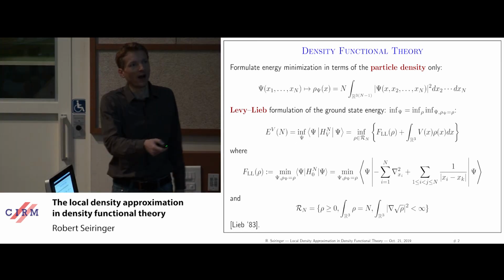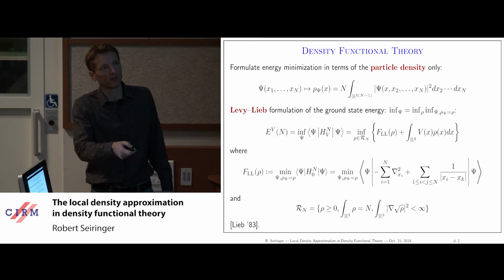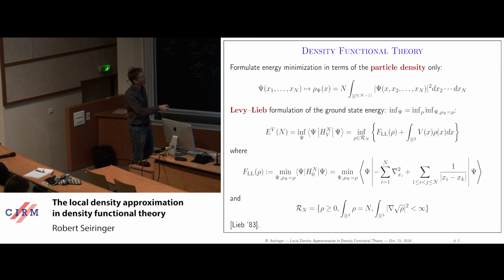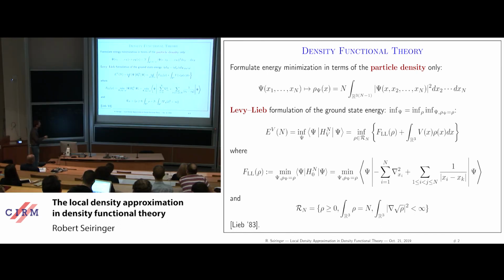It's naturally defined on all densities, say positive functions with integral n, and if you assume that it has finite kinetic energy in this way, then this is a well-defined object. You can convince yourself that for any such density, there's at least one many-body wave function having this density, and therefore this is a well-defined object. So this was studied in detail by Lieb in the early 80s.